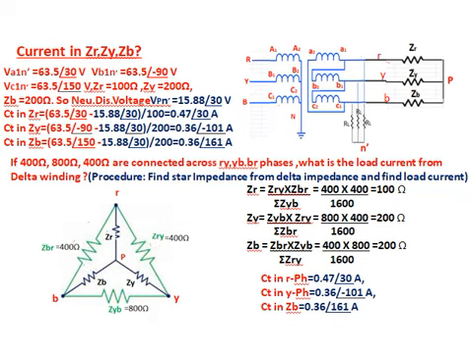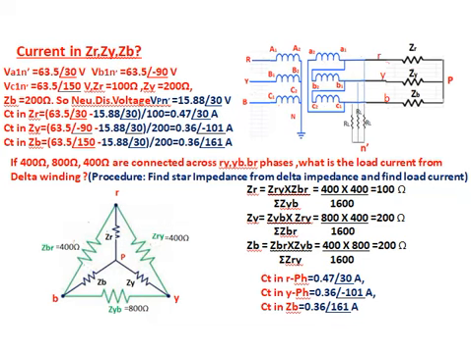Current in ZY is 63.5 angle minus 90 minus 15.88 angle 30, whole divided by 200, equal to 0.36 angle minus 101. Current in ZB is 63.5 angle 150 minus 15.88 angle 30, whole divided by 200, equal to 0.36 angle 161 ampere. So due to the different load, the load current will vary.